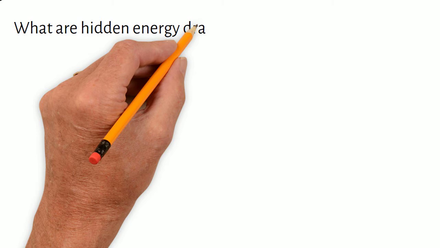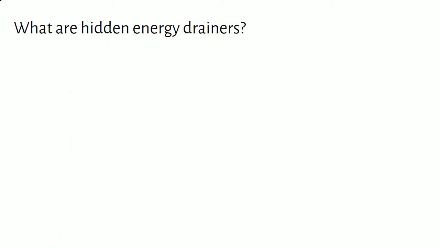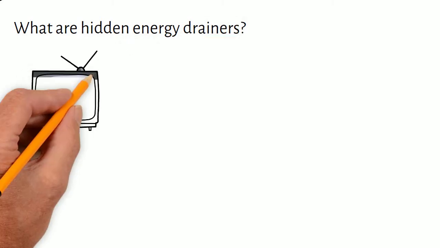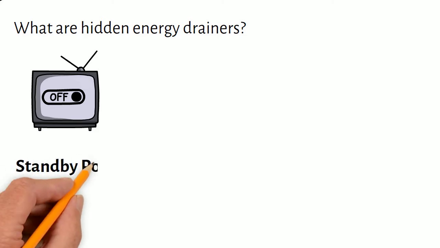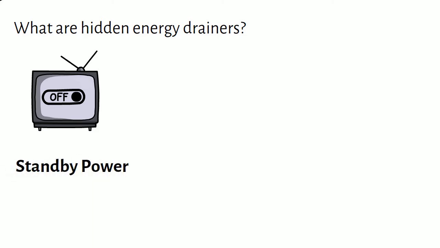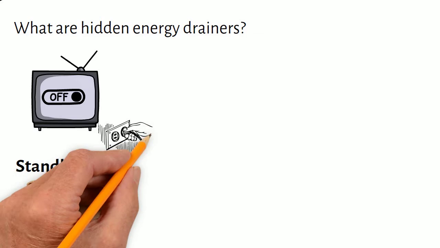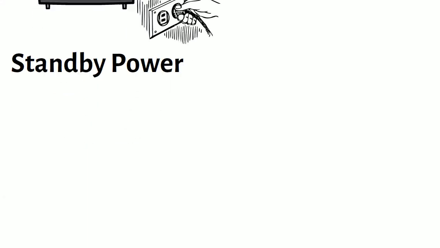What are hidden energy drainers? They can be broadly defined as devices that consume electrical energy without being actively switched into operation. This is also often referred to as standby power mode. In this mode, electricity is consumed by an appliance when it's not performing its primary functions, but it's connected to a power block and ready to be used.